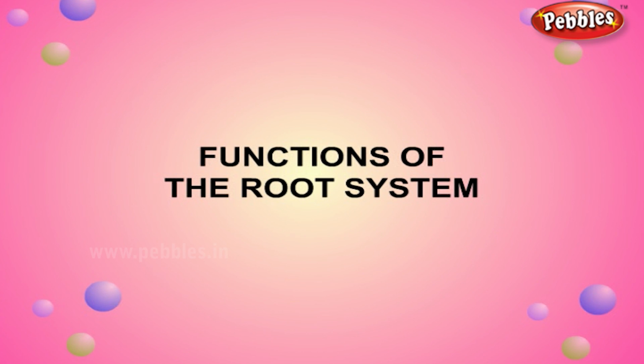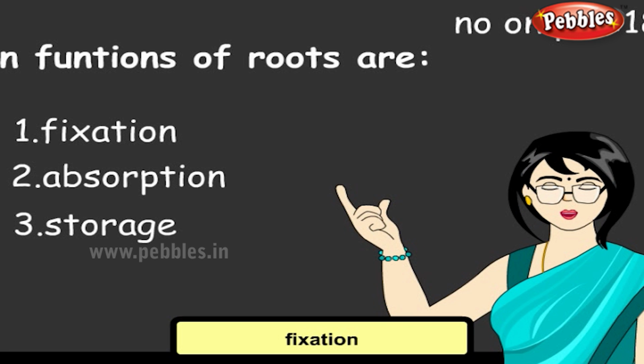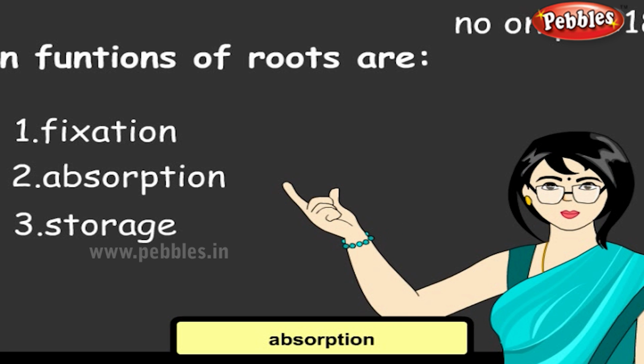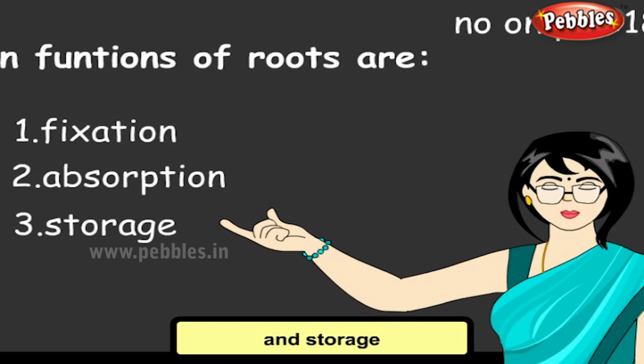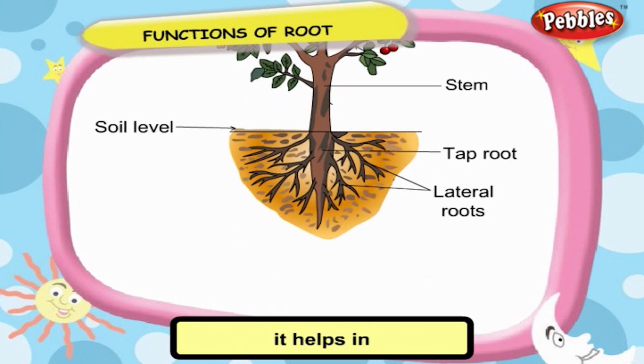Functions of the root system. Now, let us see the function of the roots. The three main functions of roots are fixation, absorption, and storage. In this picture, you can find the root fixes the plant into the soil. It helps in absorption of dissolved mineral salts from the soil and supplies them to the stem.